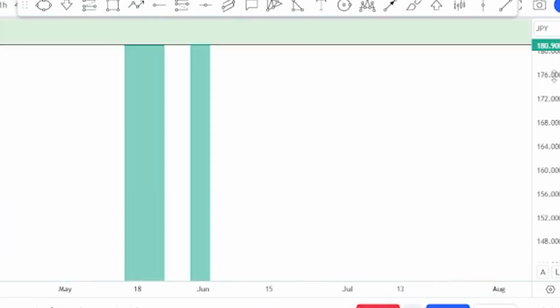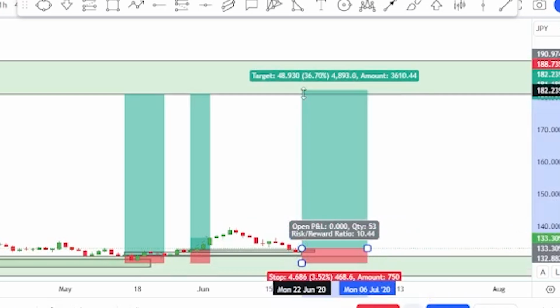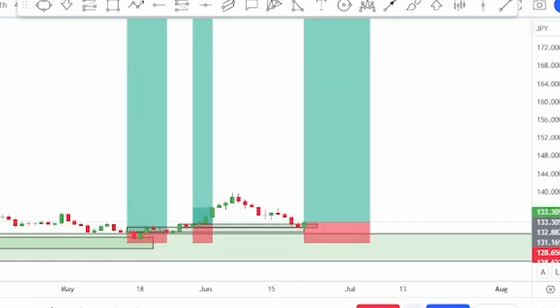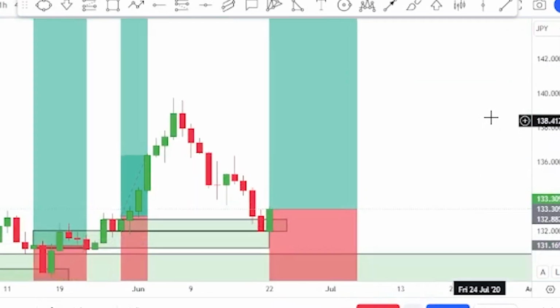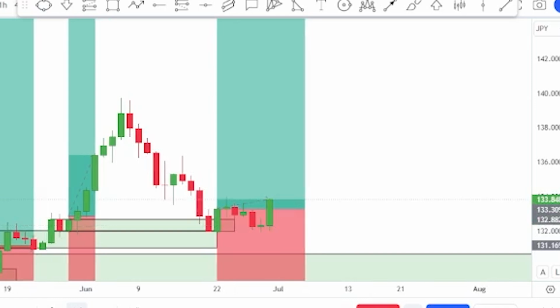Okay, remember you have to look for better entries and then you make money in the market. So now the market is balanced. So let's see how we can move up. Moving up again, making a double bottom.